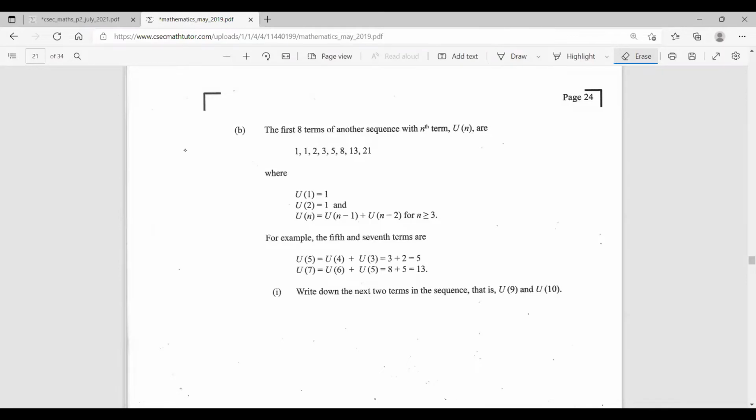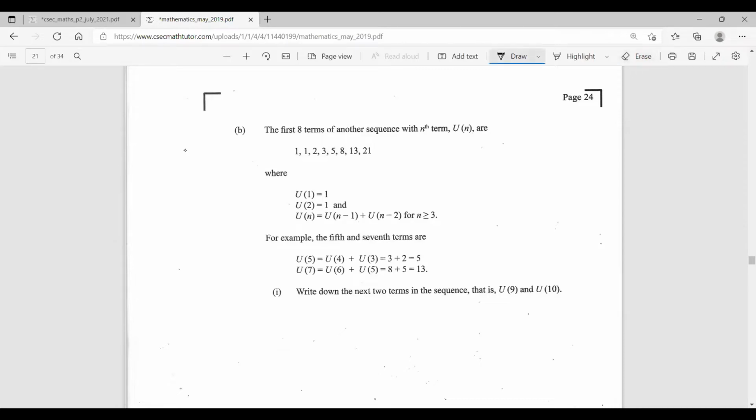How you all feeling? Good. So remember, the terms are the answers in the sequence. So U4 is 1, 2, 3, 4, which is 3. U3 is 1, 2, 3, which is 2. 3 plus 2 is 5. U6 now is 1, 2, 3, 4, 5, 6, which is 8. U5 is the term before it, which is 5. 8 plus 5 is 13.